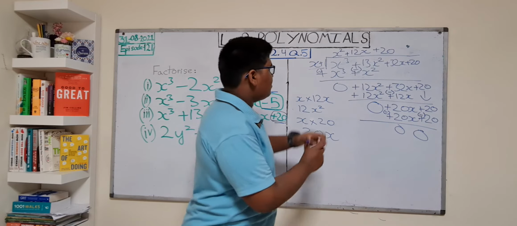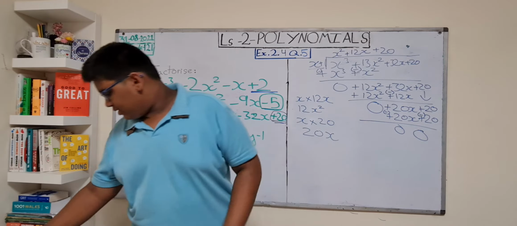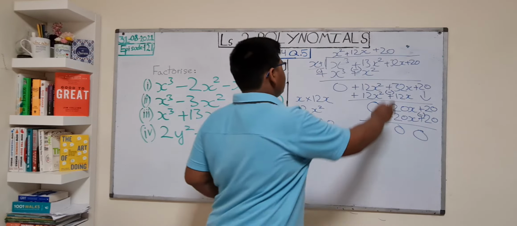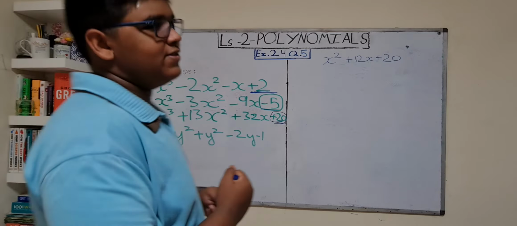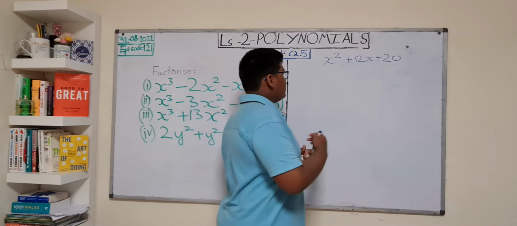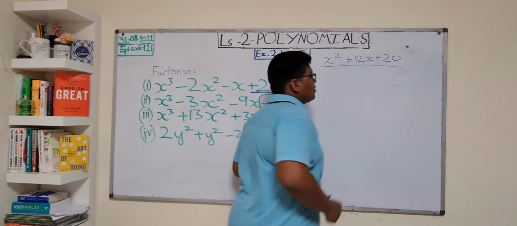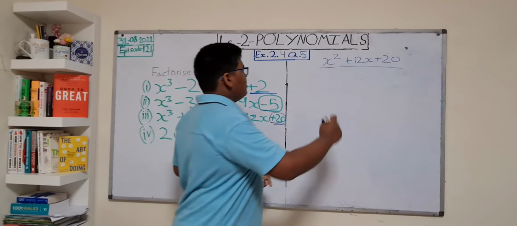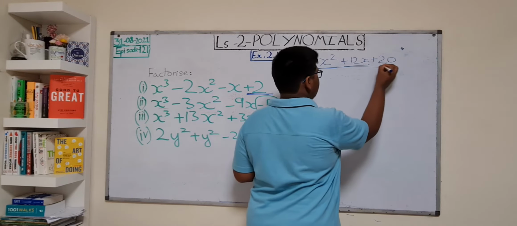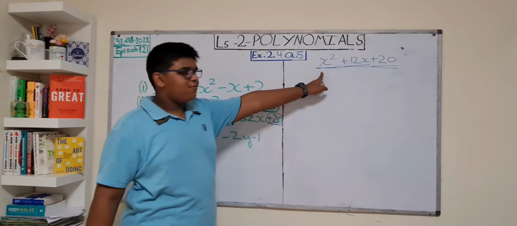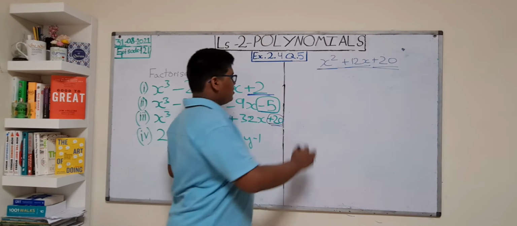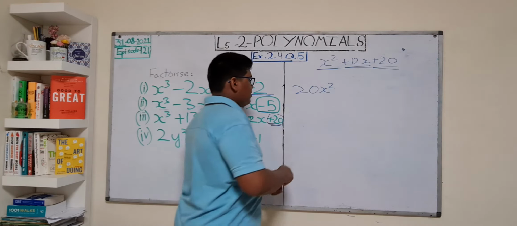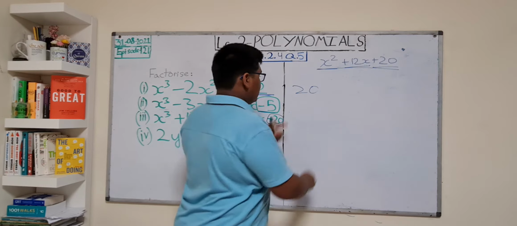Now let me erase this and rewrite the question, and then we will continue the last step, that is the splitting step. Okay, now let's continue the last step. Our last step is to split the number. Now this polynomial we have to split and write the final factor. Okay, now we have x squared plus 12x plus 20. So if we multiply x squared into 20, we get 20x squared, right? Now forget about the x squared, we will see about the 20.